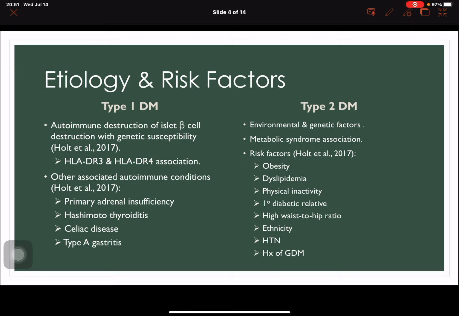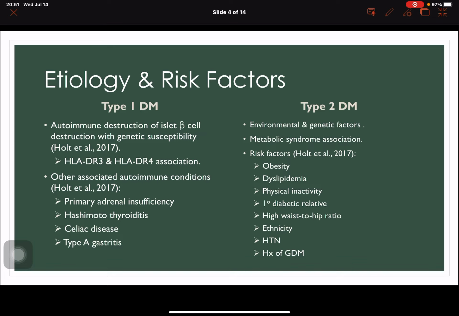Type 1 is caused by autoimmune beta cell destruction in genetically susceptible individuals. The etiology and risk factors are as follows. HLA association: DR3 and DR4 positive patients are 4 to 6 times more likely to develop type 1 diabetes. It is also associated with other autoimmune conditions, including Hashimoto thyroiditis, type A gastritis, celiac disease, and primary adrenal insufficiency.